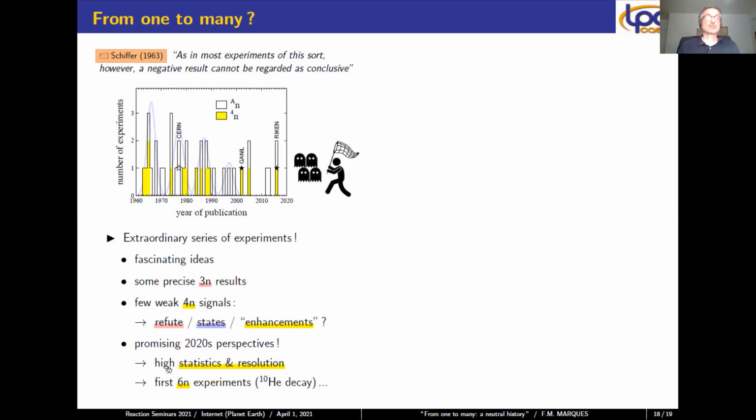So as you have seen in the previous slide, the statistics and the resolution are very high. So it's a qualitative step with respect to the previous experiments. And even the first 6 neutron experiments are being done, by studying the helium-10 decay into helium-4 plus 6 neutrons.